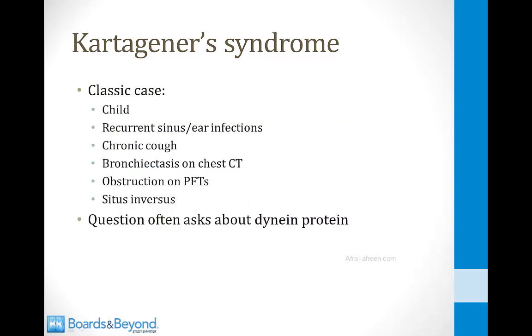So the classic case of Kartagener syndrome to know about for your boards is usually going to be a child with recurrent sinus or ear infections and a chronic cough. There may be bronchiectasis on a chest CT and obstruction by PFTs, and on imaging there will be situs inversus. And the question often asks about the dynein protein, so just remember that that is what's involved.